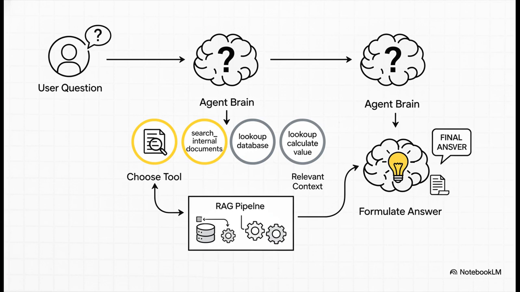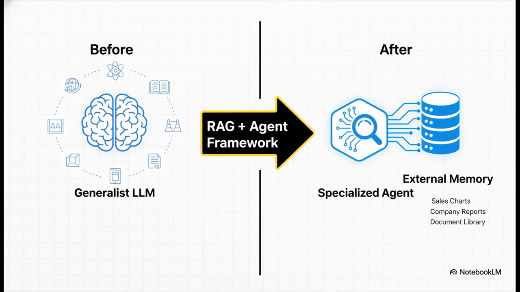The agent is like the conductor of an orchestra. When a user asks something like, "Hey, what were the key takeaways from last quarter's sales report?" the agent's brain realizes, whoa, I can't answer that from my general knowledge. So it decides to use its Search Internal Documents tool. It runs our entire RAG pipeline, gets the relevant context back, and then it puts together the final answer. And just like that, the transformation is complete.